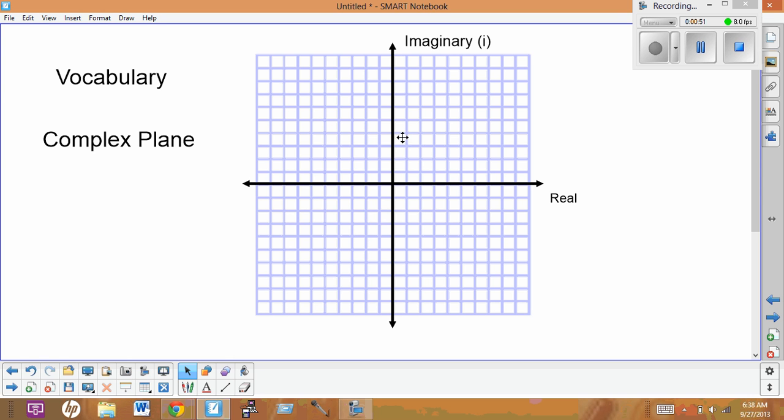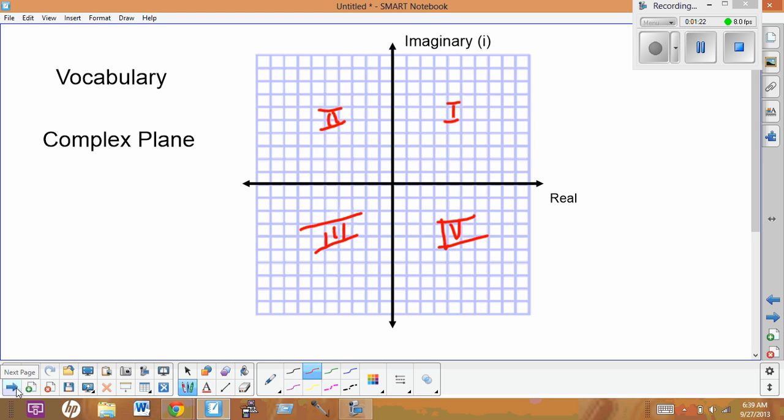We have quadrant 1, quadrant 2, quadrant 3, and quadrant 4. So let's go ahead and add those in. That part hasn't changed, so quadrant 1, quadrant 2, quadrant 3, and quadrant 4.